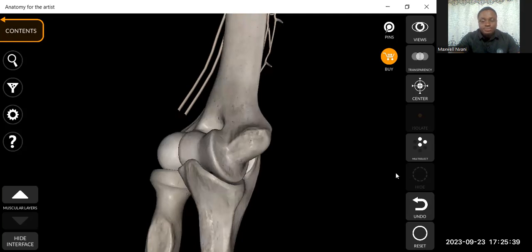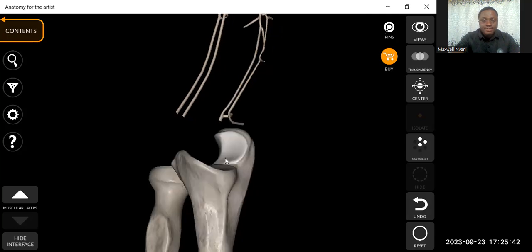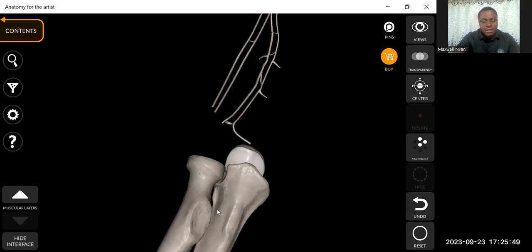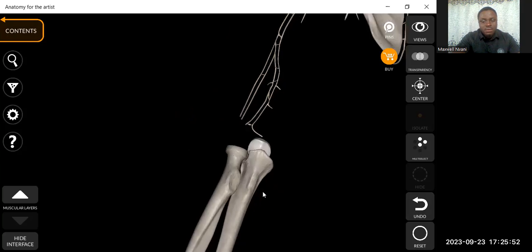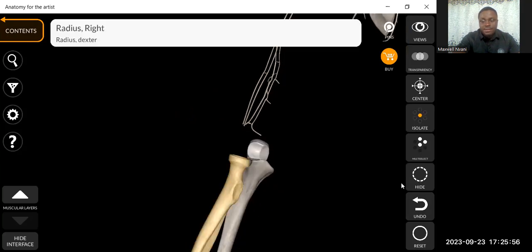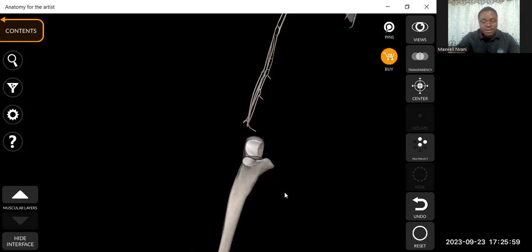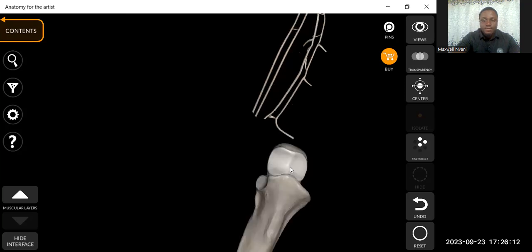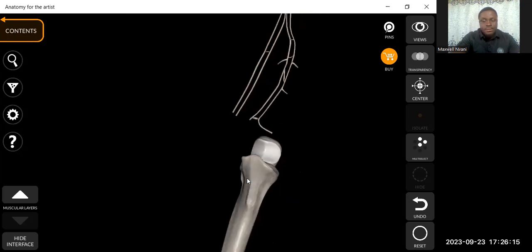So we have the trochlear notch, the two processes, and then at this other portion here, if I hide the radius, you can see there's a notch there. This is the radial notch, for the head of the radius. Now, just below the coronoid process, we have the ulnar tuberosity. You can see this roughened area here. This is your ulnar tuberosity.